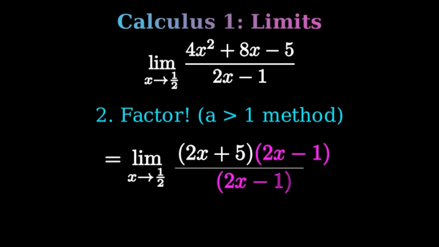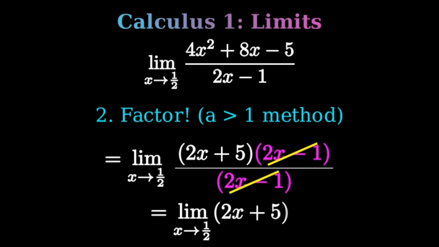So we've got the limit as x approaches 1/2 of (2x plus 5) times (2x minus 1) over (2x minus 1). Luckily, those 2x minus 1s are going to cancel. Great news, okay? So what would be left over? What's left over is the limit as x approaches 1/2 of 2x plus 5.